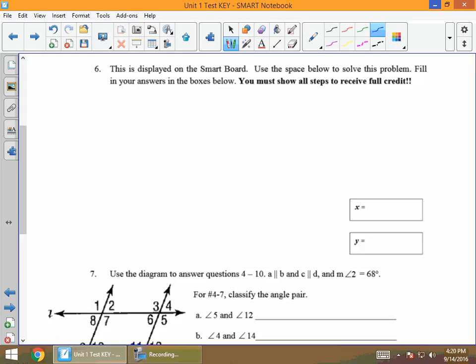So I'm going to scroll up and you're going to see the picture of what you saw on the board. And then I'm going to keep scrolling up and down a little bit so you can see what exactly I would have written if I were to have solved this problem.